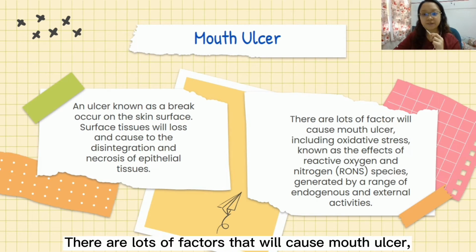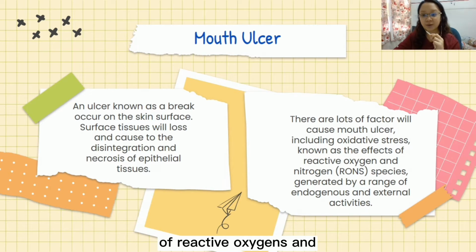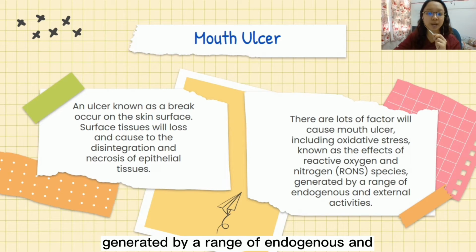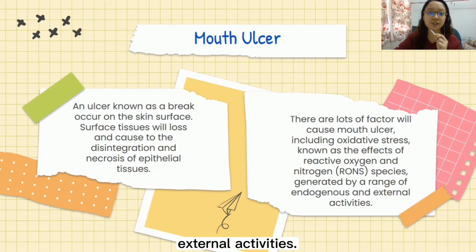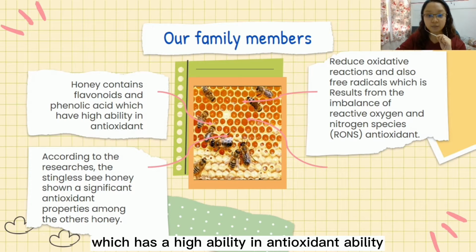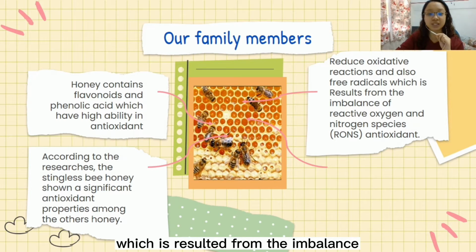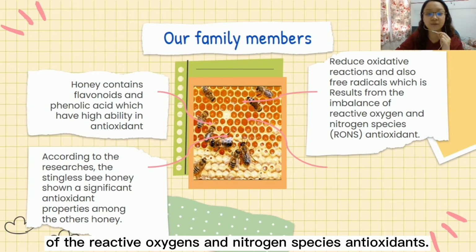There are lots of factors that cause mouth ulcers, including oxidative stress, known as the effect of reactive oxygen and nitrogen species generated by a range of endogenous and external activities. Honey contains flavonoids and phenolic acid, which have a high antioxidant ability by reducing oxidative reactions and free radicals, which result from the imbalance of reactive oxygen and nitrogen species and antioxidants.